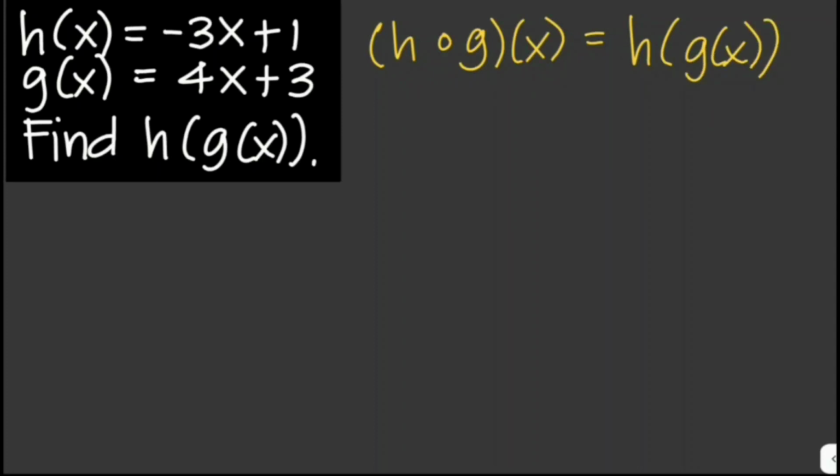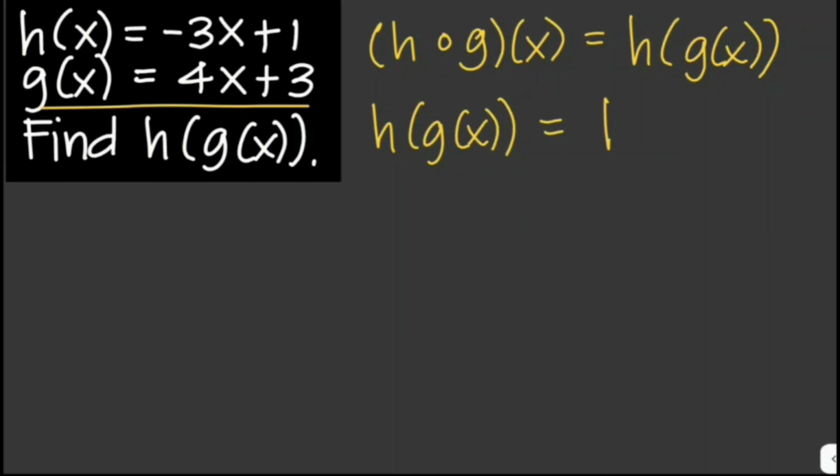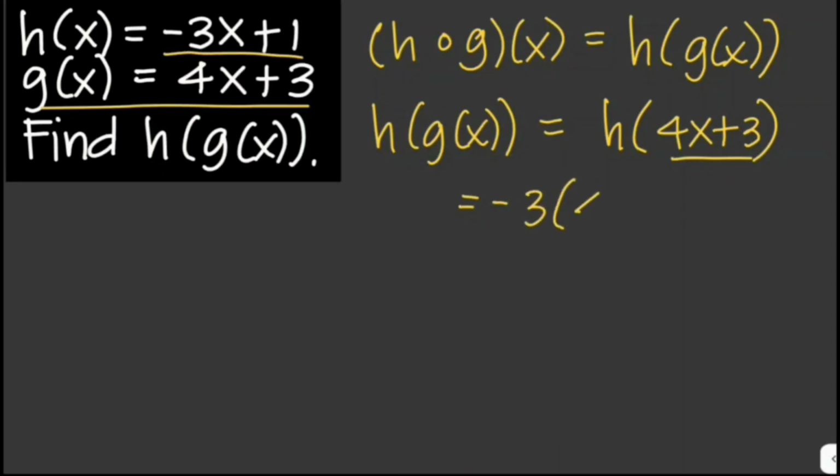So we just replace x with the whole function g of x, which is equal to 4x plus 3. So that would be h of 4x plus 3. And we replace the value of x with 4x plus 3 using this function. So that would be negative 3 times 4x plus 3 plus 1.